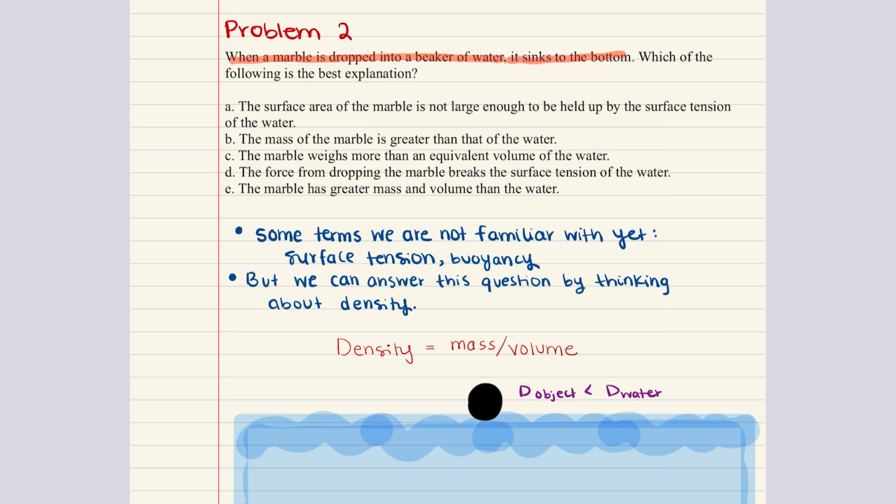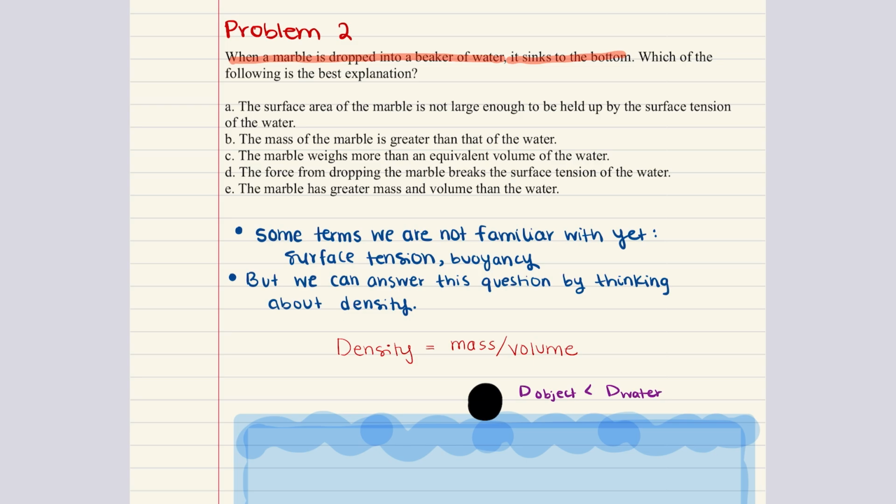So to tackle this problem, we're going to evaluate each of these options. But before we do that, you may have noticed a word that we did not cover in lecture, and that word is surface tension. This is a topic we cover later down the line, but I'm going to define it just so that when we work through this problem, you have a preliminary understanding and it makes sense why we make some of the conclusions that we do.